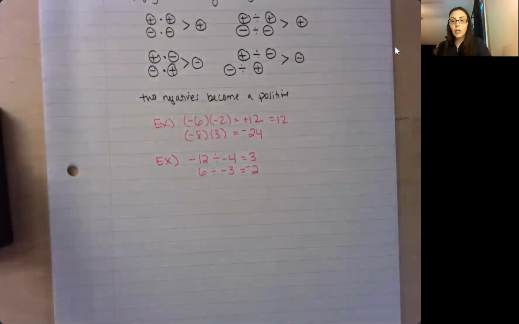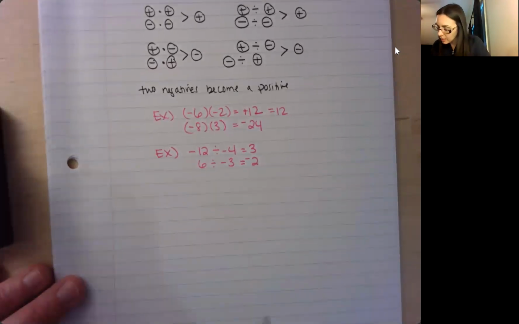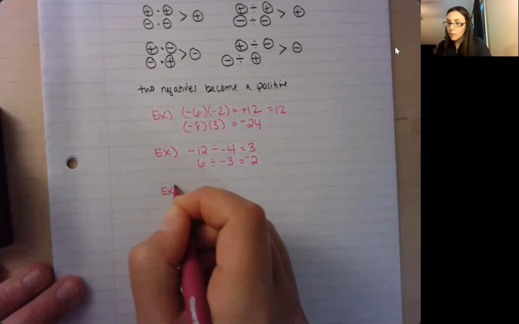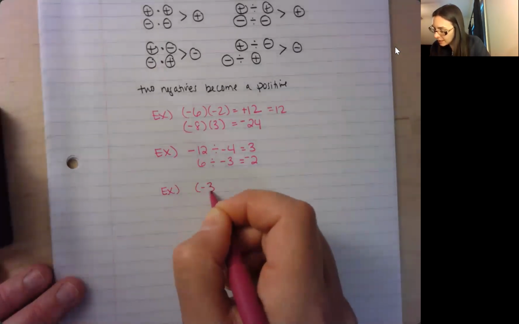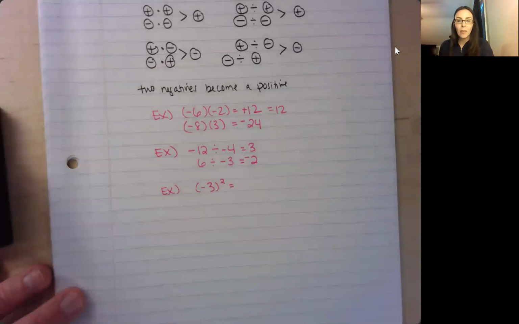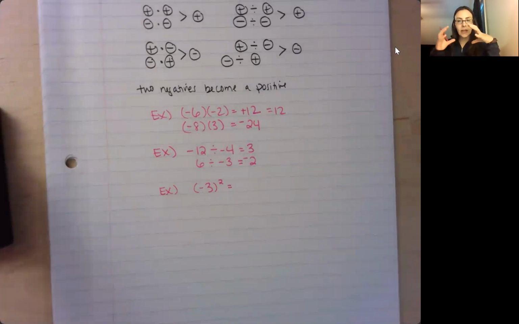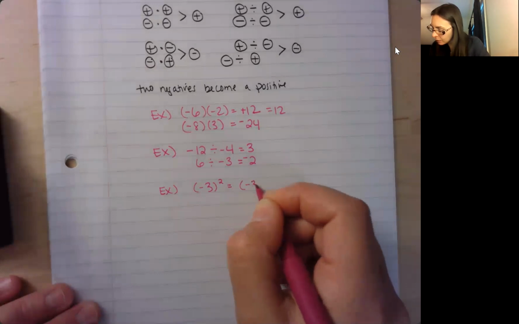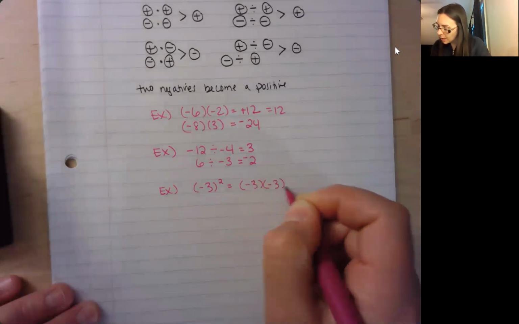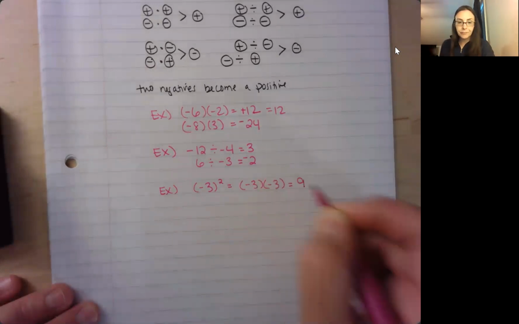Now, also watch out for your exponents here, right? So we did a little bit of work with exponents and being careful. So let's say I have negative 3 in parentheses squared. So remember, if you have parentheses, the whole thing is being squared. So that whole thing gets rewritten. Negative 3 times negative 3 becomes positive 9.